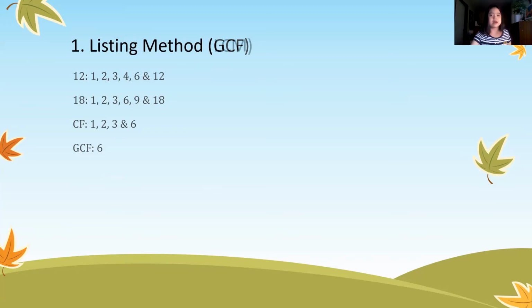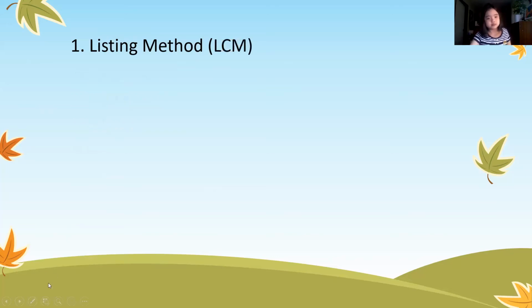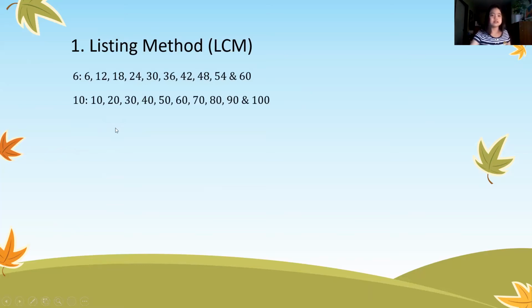Now, let's do the listing method for LCM. First, we're going to have these examples, 6 and 10. The first thing you're going to have to do is to list down all the multiples, such as 6, 12, 18, 24, 30, and so on.